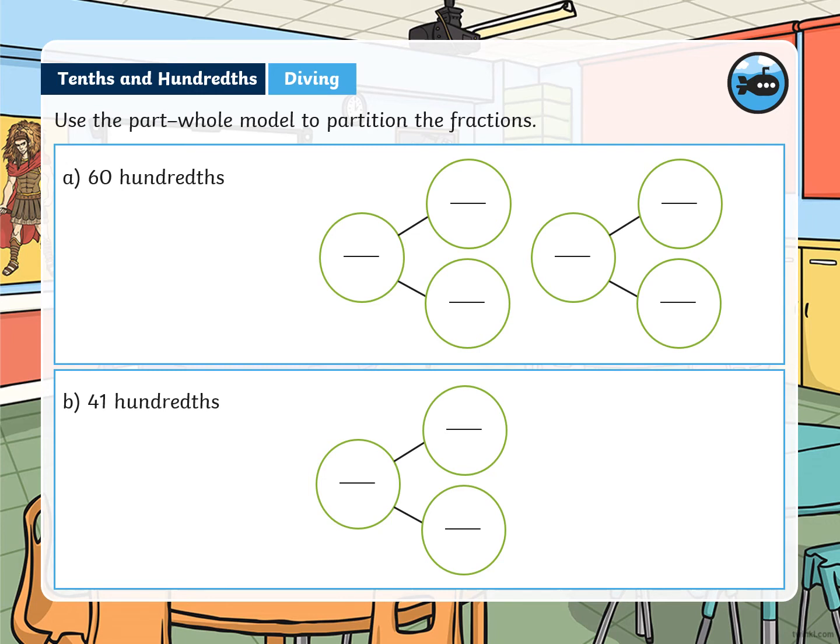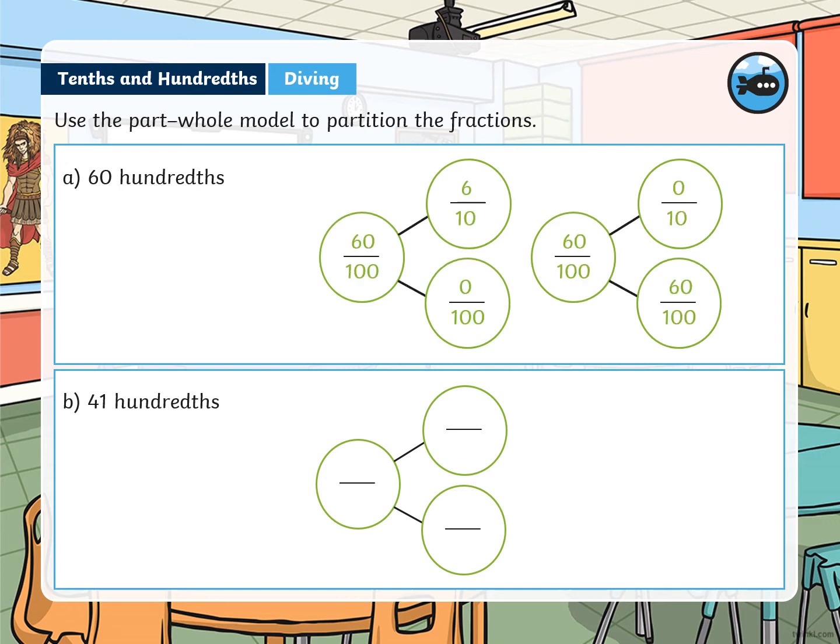I'll give you a clue. Notice that there's no ones in 60 hundredths. So that might give you a clue on why we have 2 part whole models to represent this. Hopefully you've had a little time to have a think.